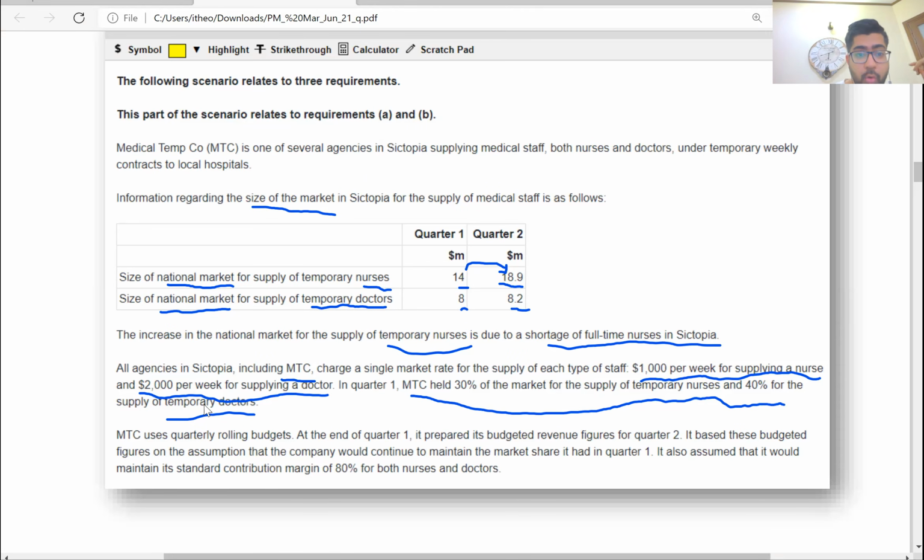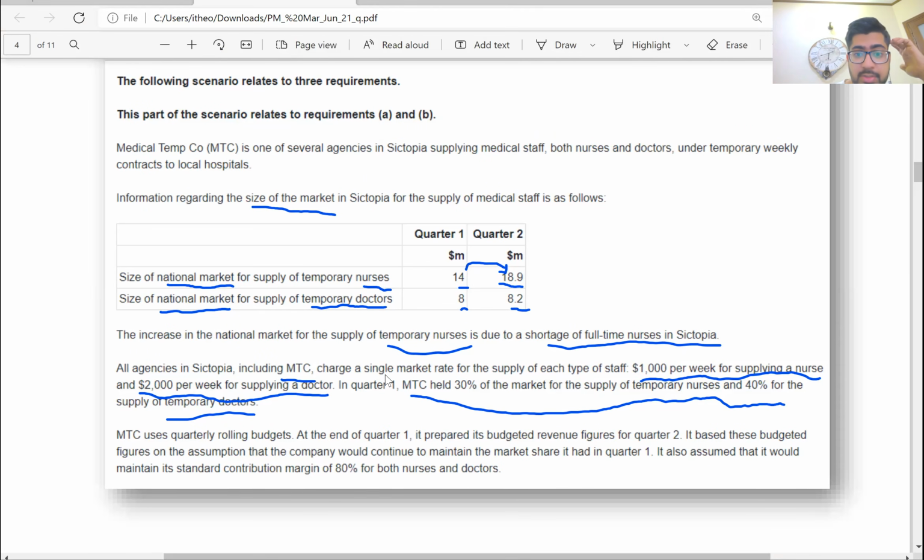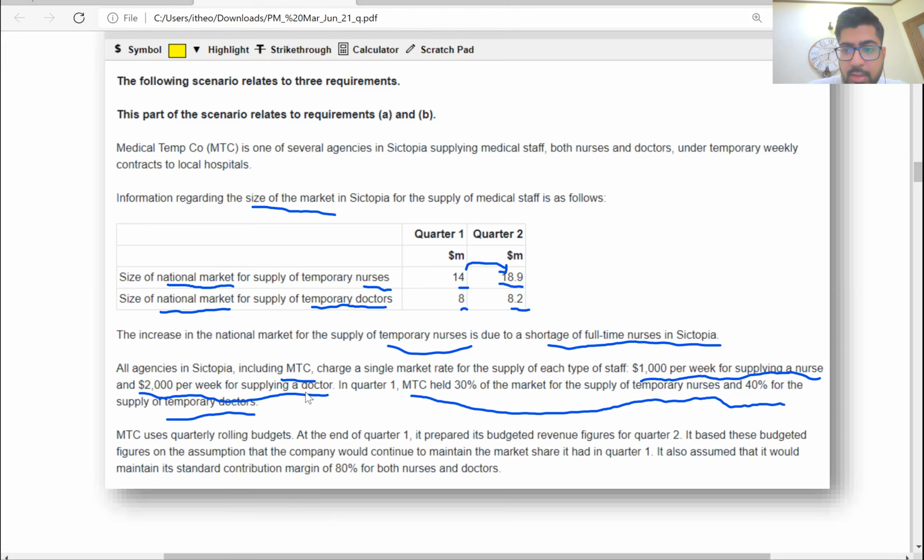Okay, all agencies in Sectopia, including MTC, charge a single market rate for supply of each type of staff, 1,000 per week for nurse and 2,000 per week for doctor. So agencies charge a single market rate. What is the market rate? Okay, nurse 1,000 and doctors 2,000.